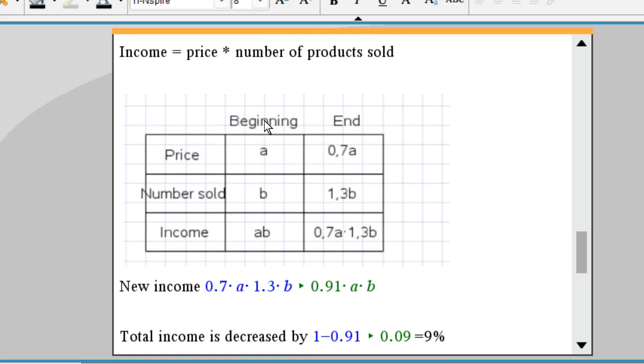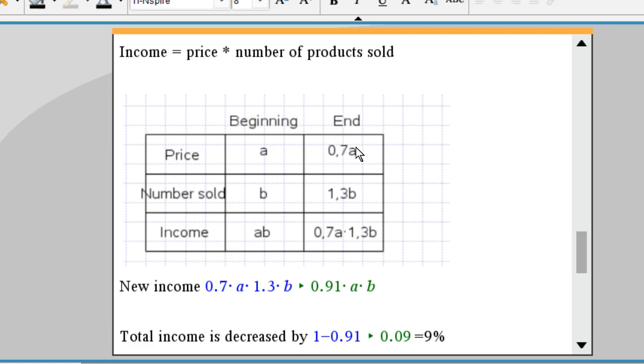So I would do a table like this. In one column I have the beginning values, and in a column here I have the end values. The things that are changing here are price, number sold, and the income for the company. In the beginning, again, there is no price given, and no number of products sold given. So price I mark A, number sold would be B, so the income in the beginning would be A times B for the company.